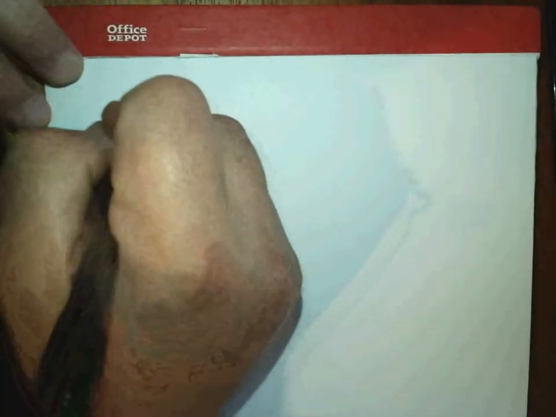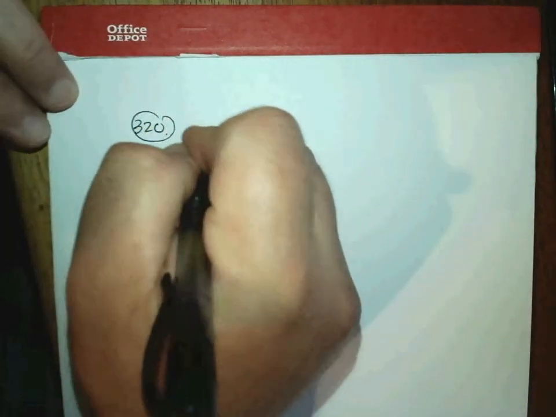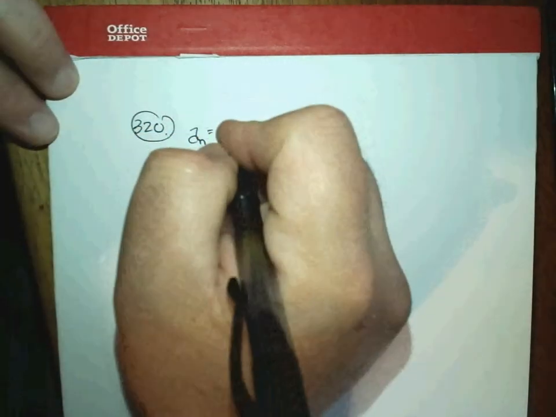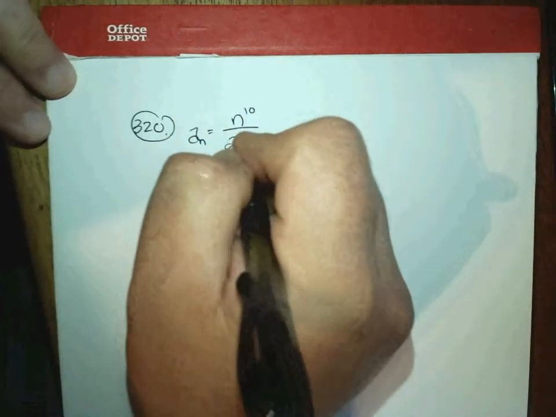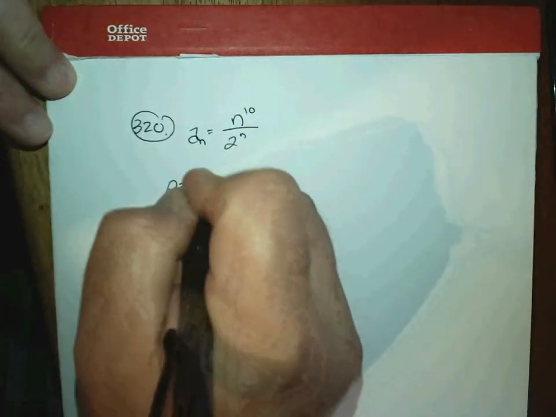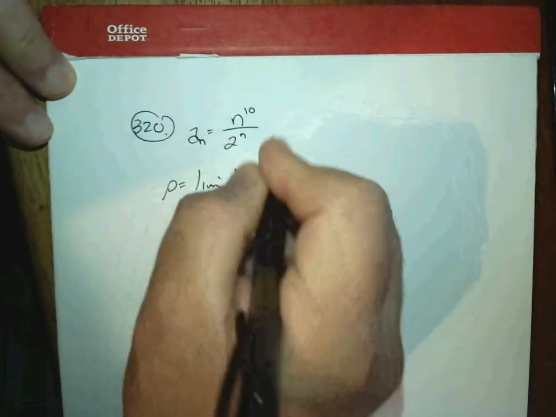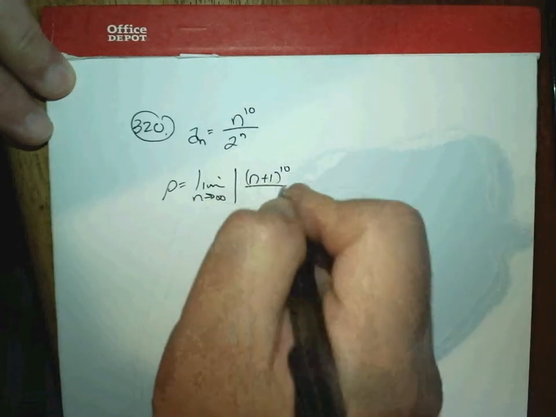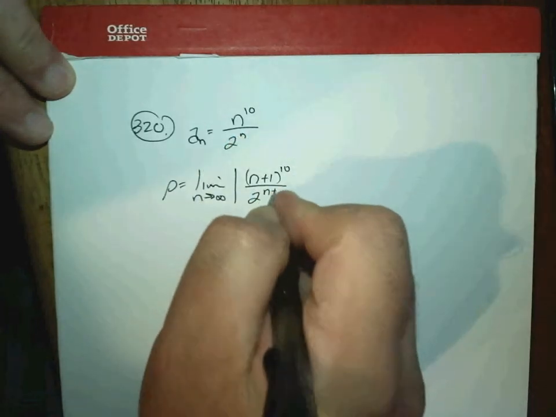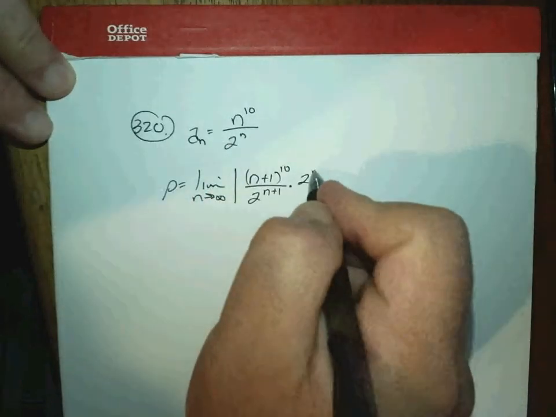problem number 320. In 320, the a sub n is n to the 10th power divided by 2 to the n. So my rho is the limit as n goes to infinity of the n plus 1 version of this. So that's n plus 1 to the 10th divided by 2 to the n plus 1. And then I divide by this term, so I simply flip this and multiply.